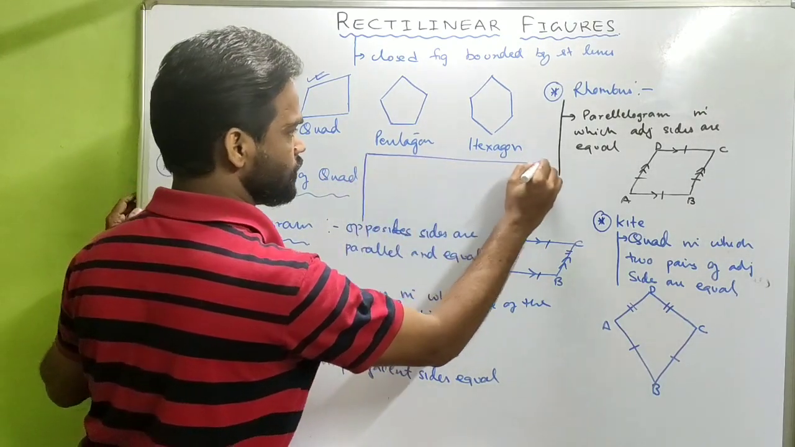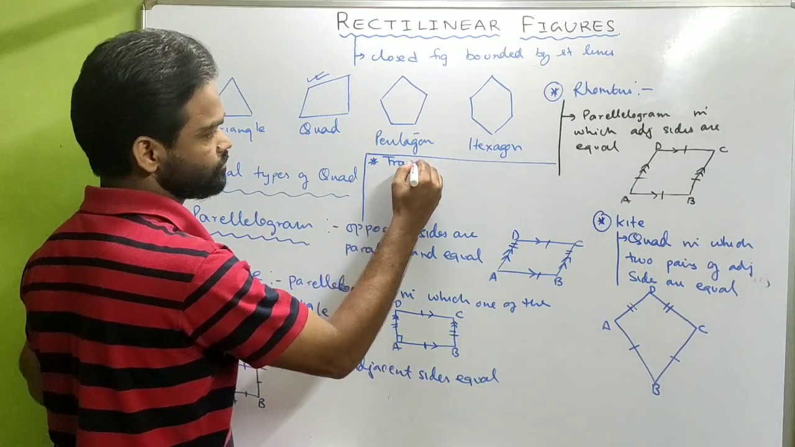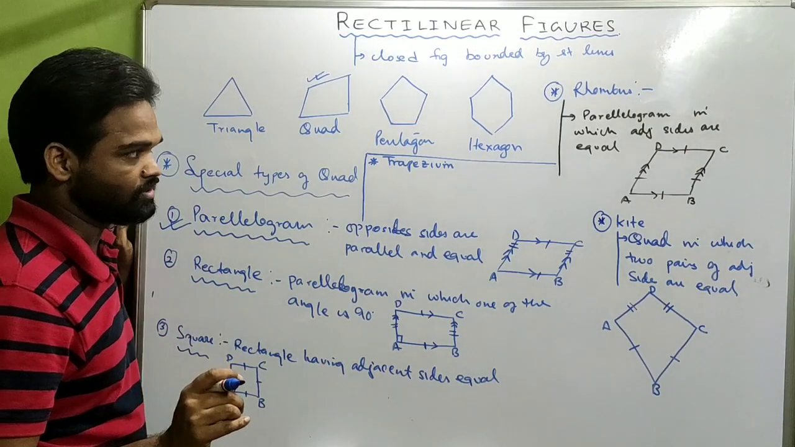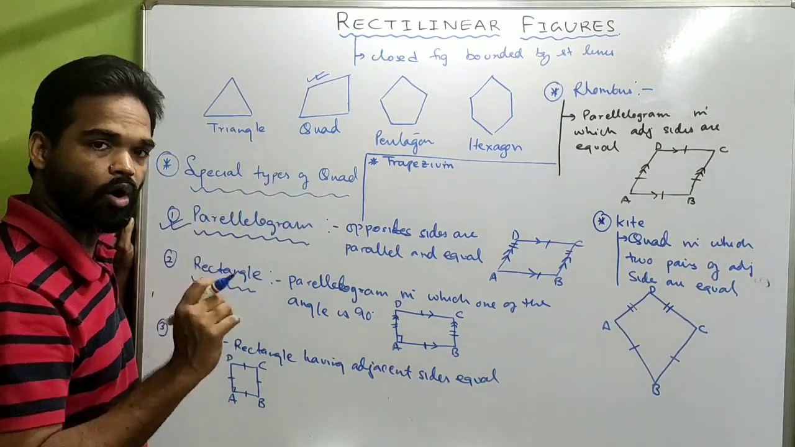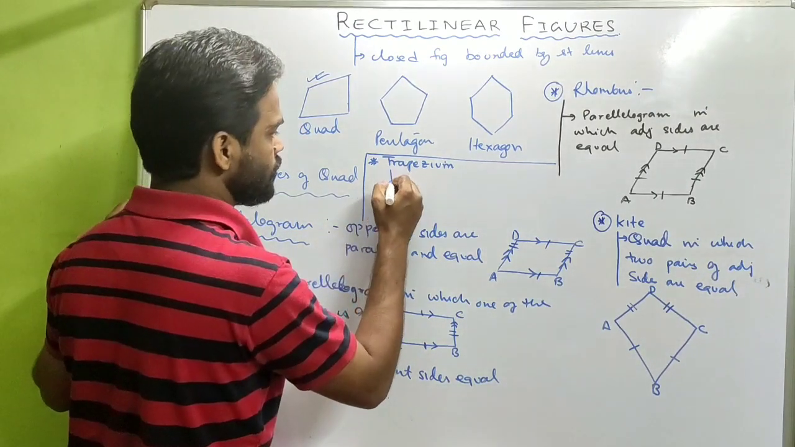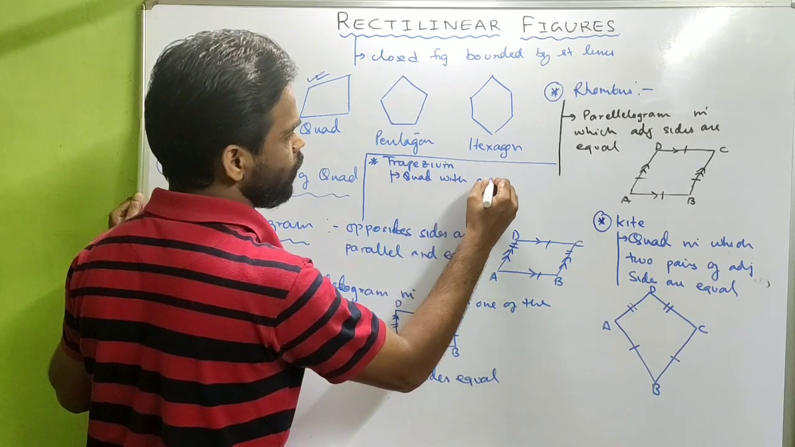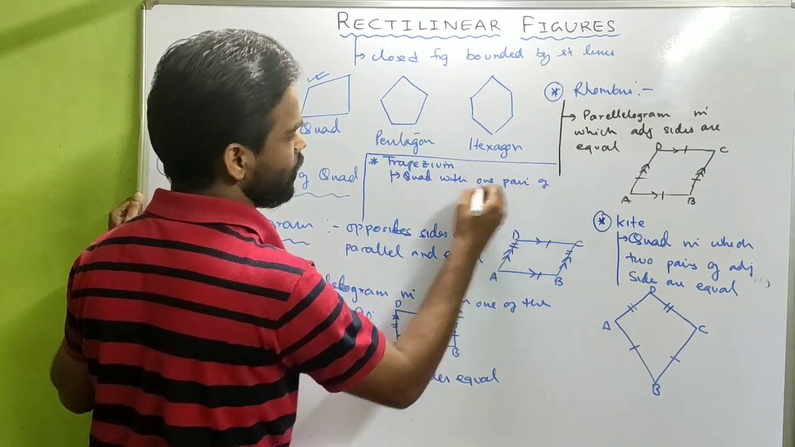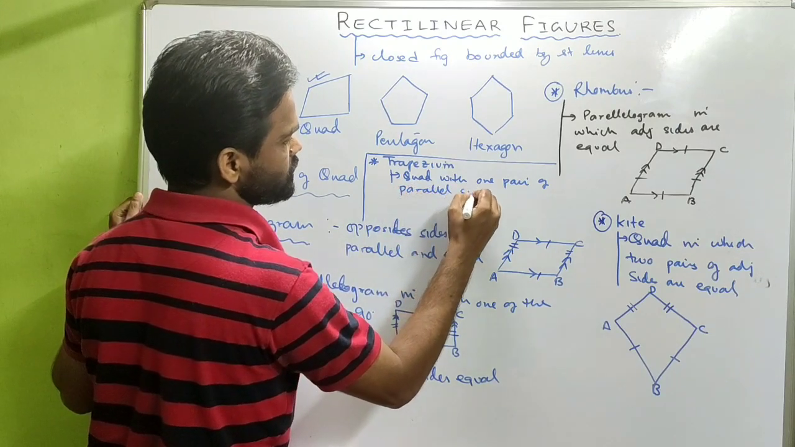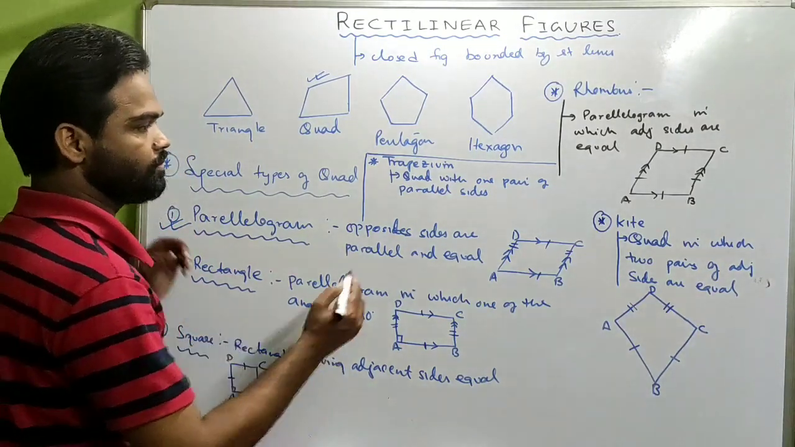One more figure. I'm talking about the trapezium. In a trapezium, what happens? One pair of opposite sides are parallel to each other. It's a quadrilateral with only one pair of parallel sides. Which means if I draw the diagram, just look over here.